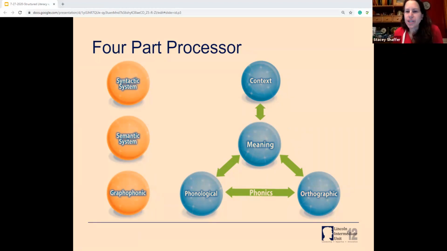I have a question. I am a reading specialist. So how do I help teachers in my district move from balanced literacy to structured literacy? Like, what is the best way to help that transition?